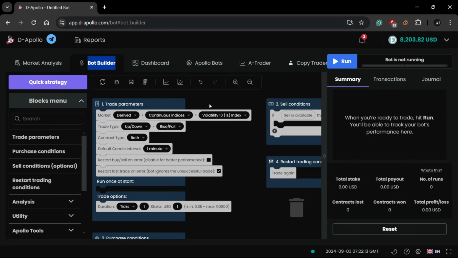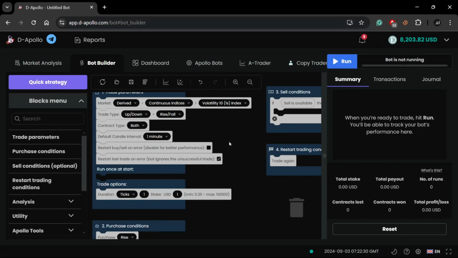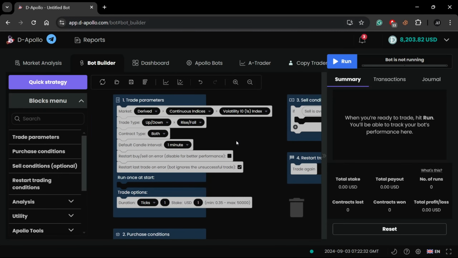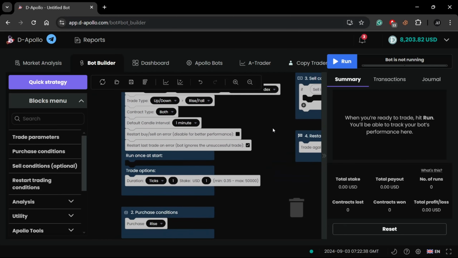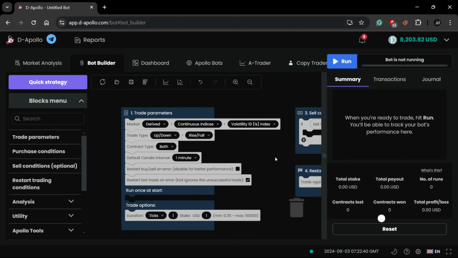If you want to start afresh, if there's a project or if you had loaded other bots on the application and you want to start a new bot, just come here and click reset. This reset will refresh to this default block code. This is just a default block that basically trades back and forth.